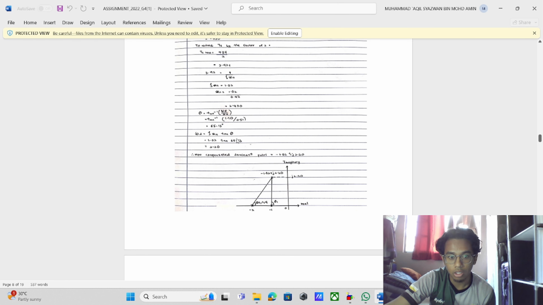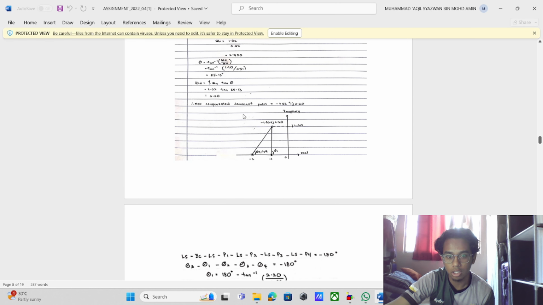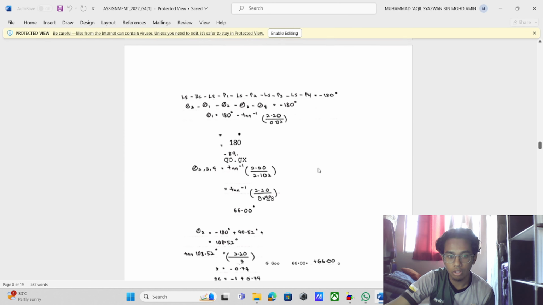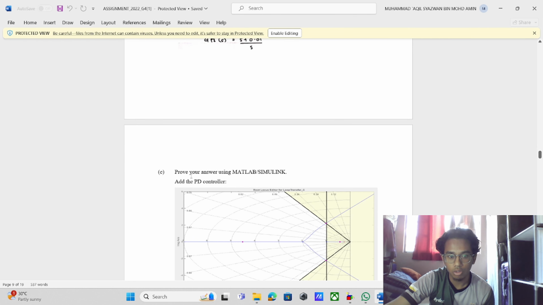After all the calculation, we get the new dominant poles is -1.02 plus minus j2.20. So this is, you can see, the imaginary part and all. After we get that, we get the PI. The PI we get is S plus 0.01 divided by S.